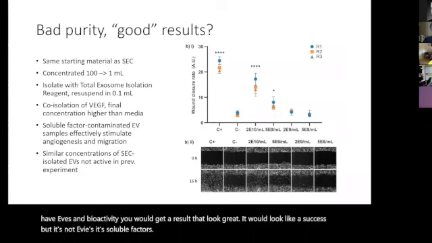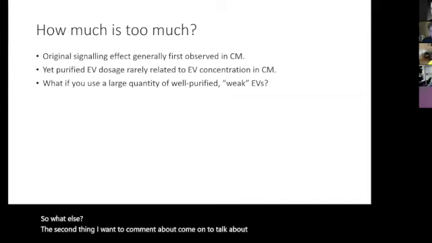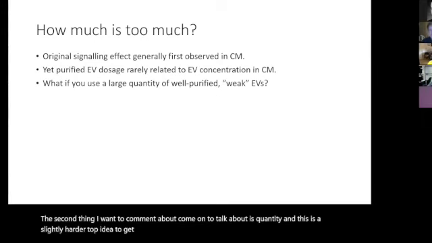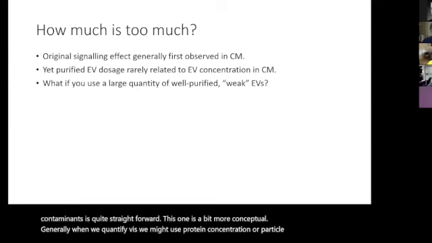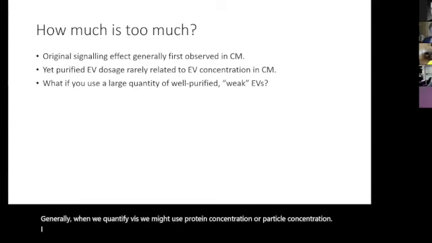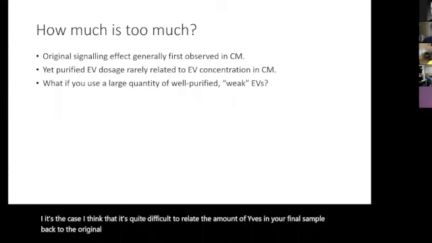So what else? The second thing I want to come on to talk about is quantity. And this is a slightly harder idea to get across, I think. I think the idea of impure samples with active contaminants is quite straightforward. This one is a bit more conceptual. Generally, when we quantify EVs, we might use protein concentration or particle concentration. It's the case, I think, that it's quite difficult to relate the amount of EVs in your final sample back to the original biofluid or cell culture medium that you originally had.